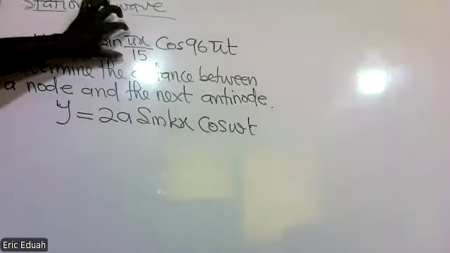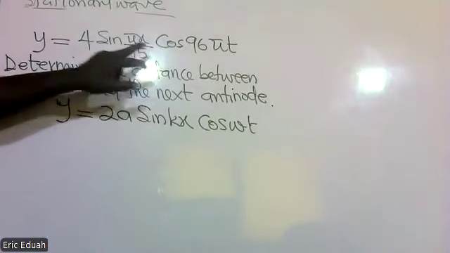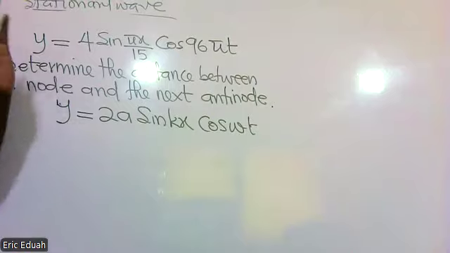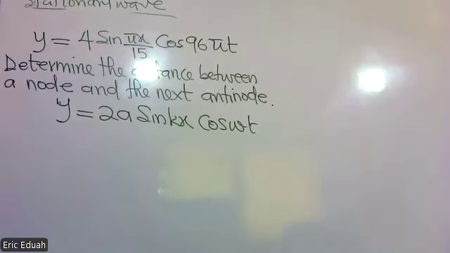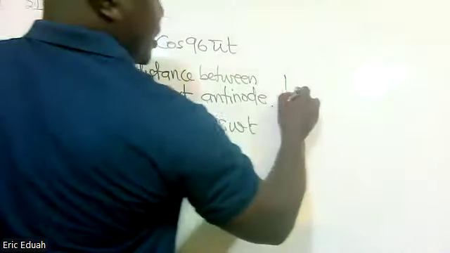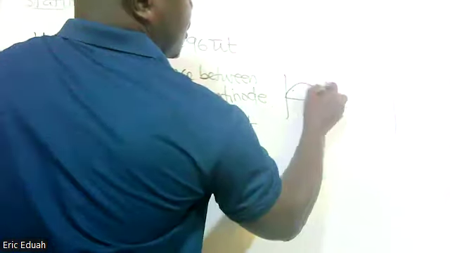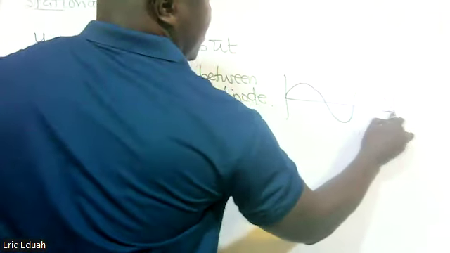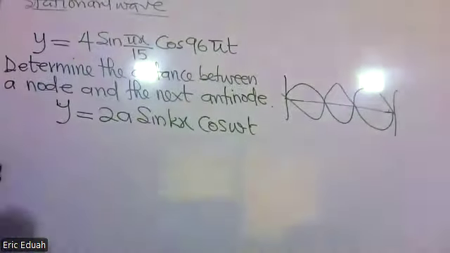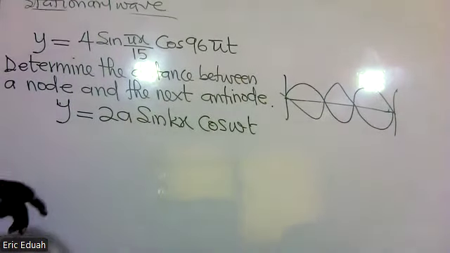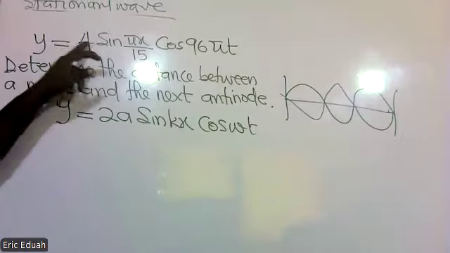So from the equation, it is clear that this is reflection from closed boundaries. So the stationary wave will look like this. It will look like this. Reflection from closed boundaries.